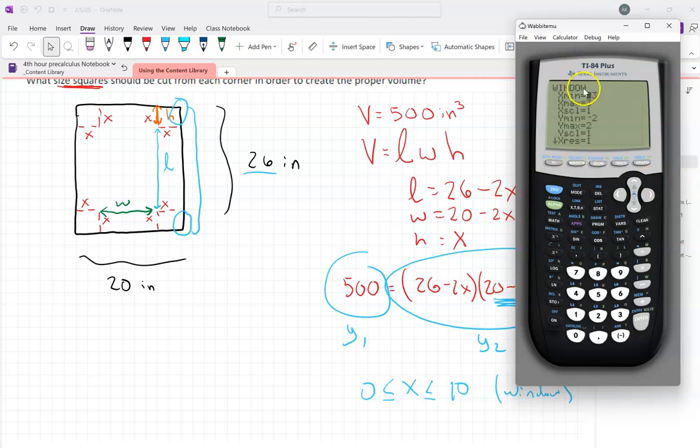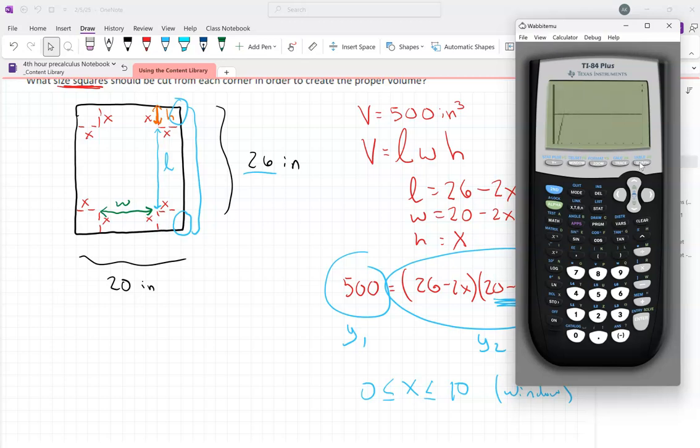My window, I'm going to change my x's from 0 to 10. Those are only the feasible x's. I'm going to leave everything else the same. My y min to y max, I know I have to be able to see 500, because that's what I put into y1. So my y min, I'm going to make something a little less than 500, and my y max, something a little more than 500. As long as I can see y equals 500, I should be good. Everybody's okay there? Everything else stays the same. I'm just going to change the mins and maxes. Nothing else.